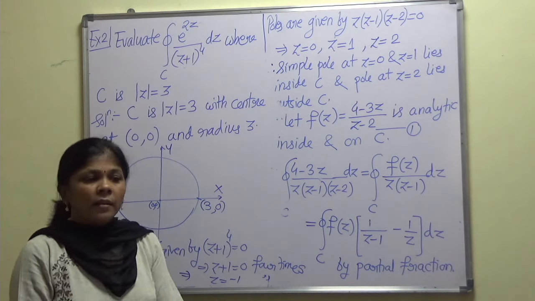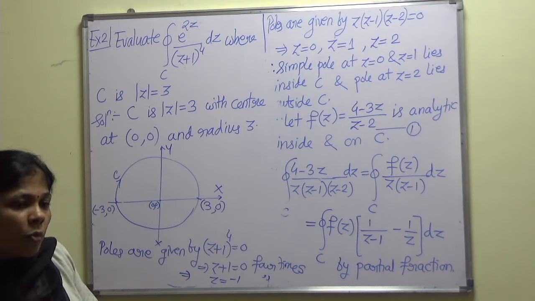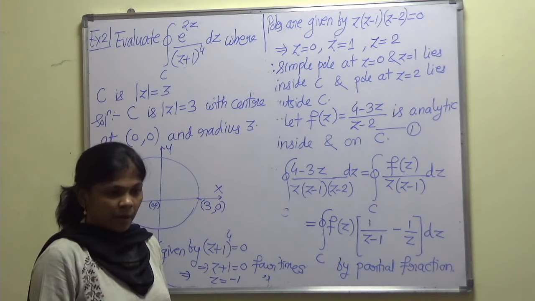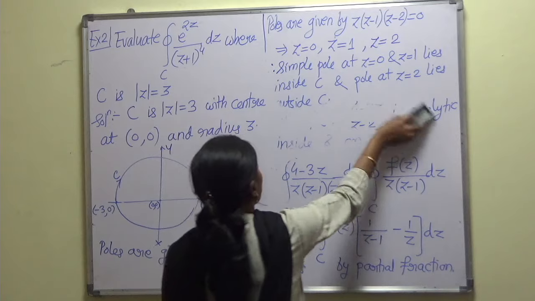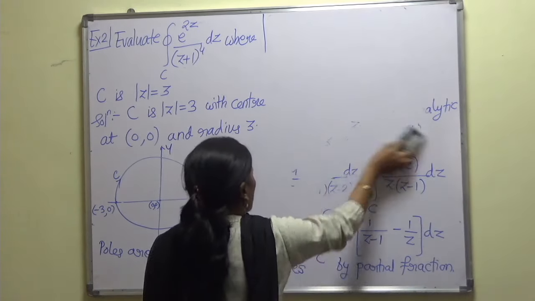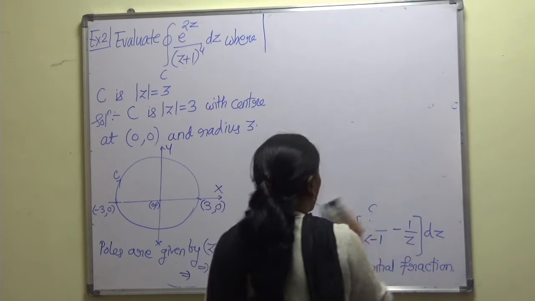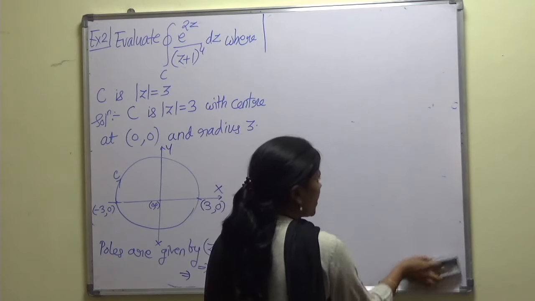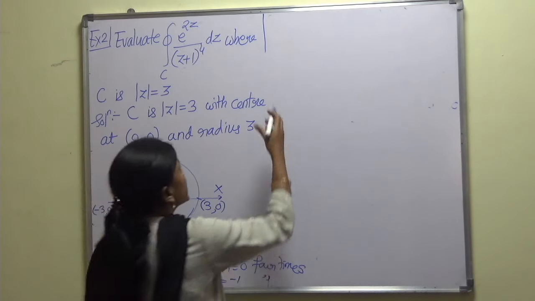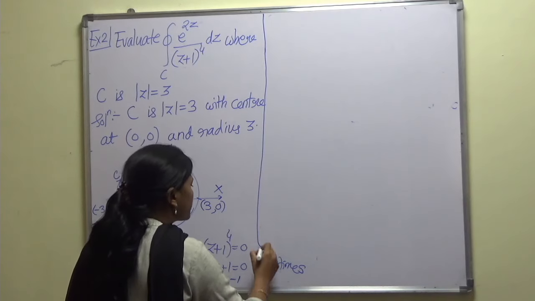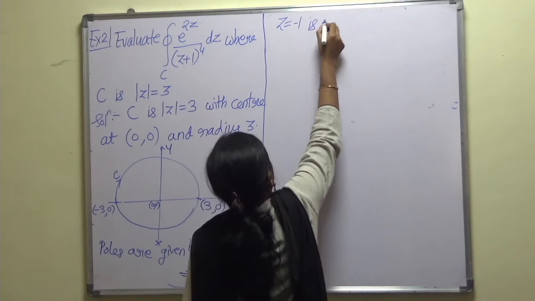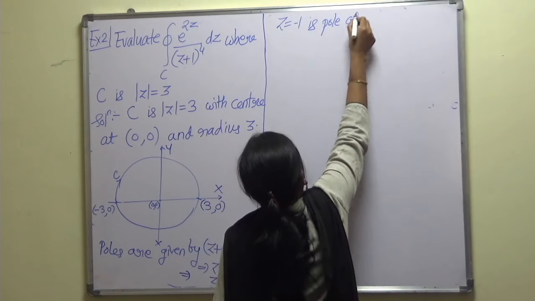So the nature of this pole won't be a simple one. It will be of multiple order. Therefore z equal to minus 1 is a pole of order 4, as it is occurring 4 times.